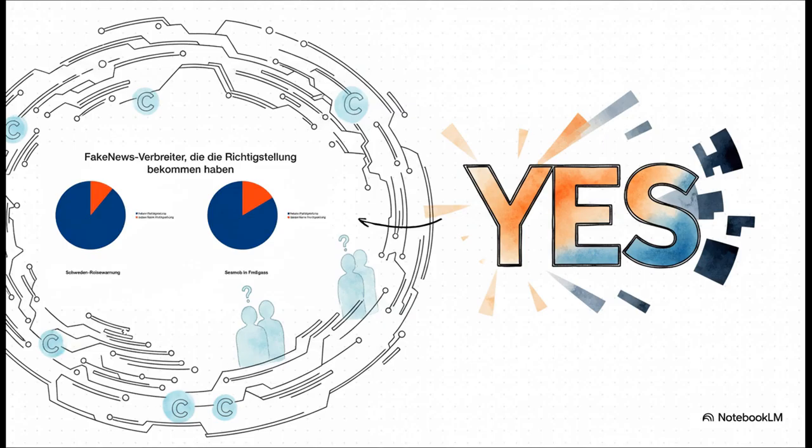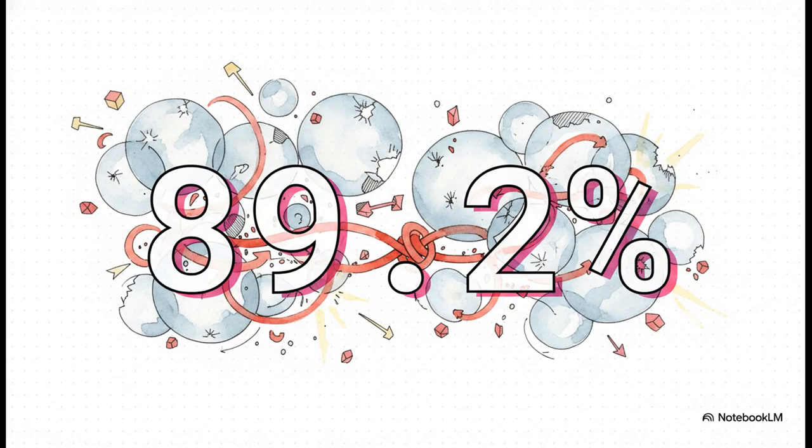The vast, vast majority of fake news spreaders did have the correction pop up in their feeds. For that Sweden story, a staggering 89.2% of the people in that red knot saw the correction. Think about that. The information absolutely got through. The bubble, it turns out, was full of holes. So it wasn't a lack of information that was the problem here at all.